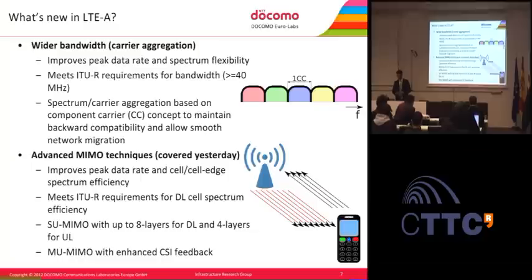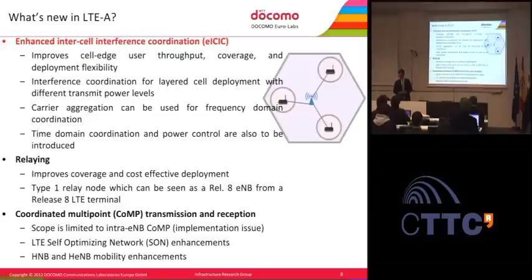Well, another thing is advanced MIMO techniques. This was covered very well yesterday in the first talk, so I don't want to go into it. But basically, MIMO will help to improve peak data rate, of course meet the ITU-R requirements for downlink cell spectrum efficiency. We have, as we learned yesterday, 8 layers in the downlink, 4 layers in the uplink, and we also have multi-user MIMO capabilities with enhanced CSI feedback. What else? We have enhanced ICIC, so we have more functionalities to deal with inter-cell interference coordination.